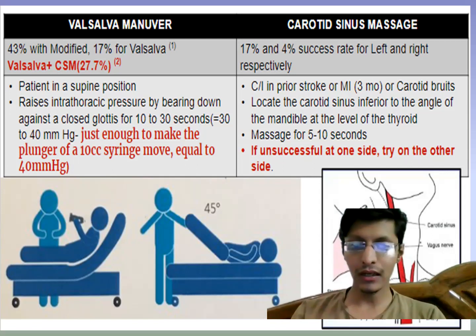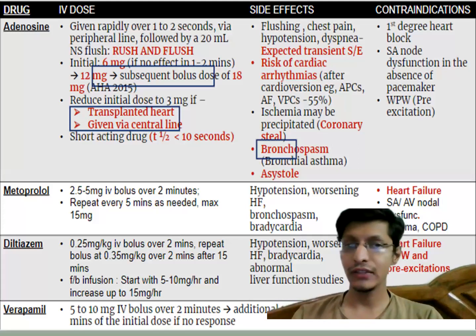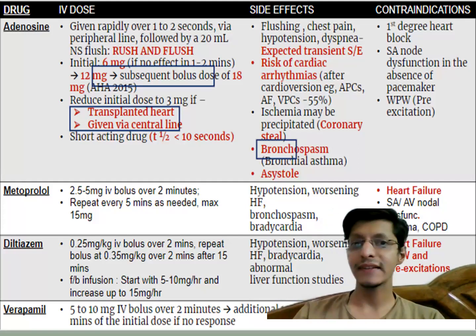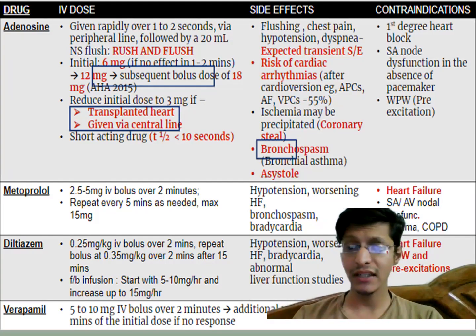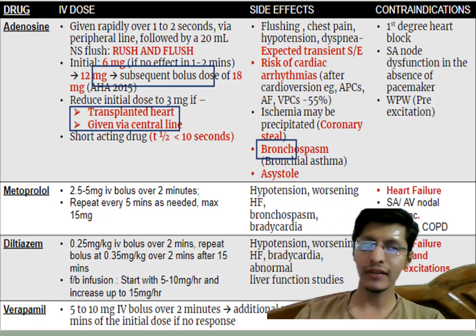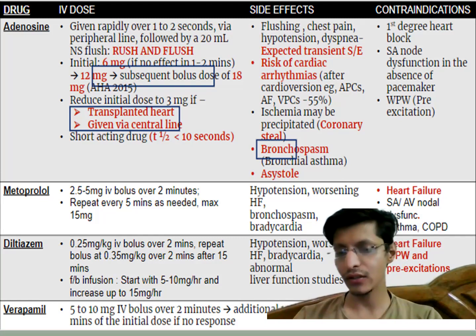Okay. After this, we have adenosine. I've already told the dose. Give a 6 mg rapid push followed by 12 mg and maximum up to 18 mg. And where it cannot be given: first degree AV block, SA nodal block, WPW syndrome. It causes a lot of bronchospasm, so avoid it. Second, we have said that diltiazem is very good.